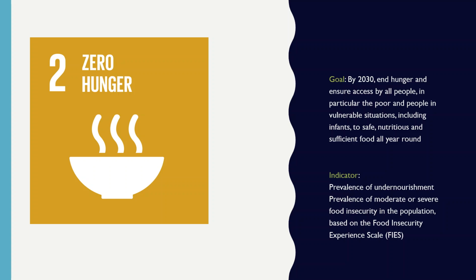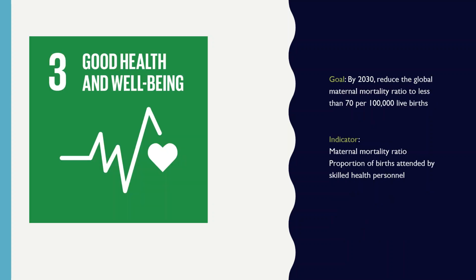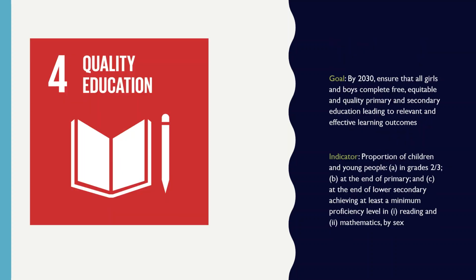Good health and well-being, right? Reduce maternal mortality ratio to less than 70 per 100,000 live births, right? So when you think about the goal of good health and well-being, here is one of the metrics for that, looking at maternal health. And there are more of them. I'm not going to go through all of those, but quality education: proportion of young people in grades 2 and 3 that have a minimum proficiency level in reading and mathematics by sex. So again, thinking about gender, a specific indicator for gender equality.